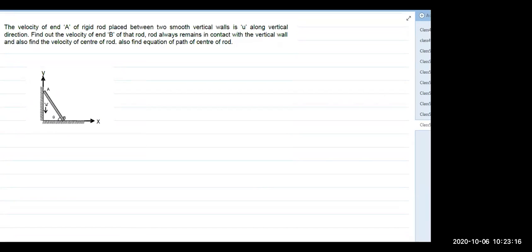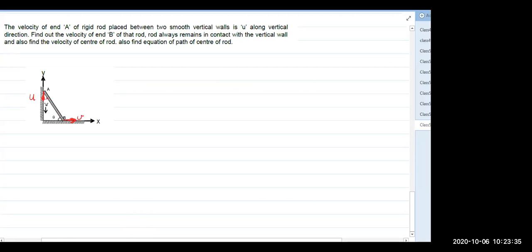Okay, so first we will find the velocity. Suppose this point is moving with velocity capital V, and this is moving with speed u. Okay, this is u and this is V. I have already discussed this kind of question. The component of u we will take along the length of the rod.